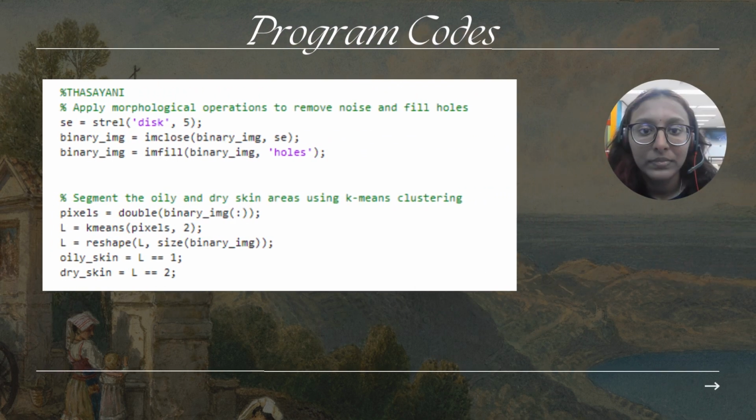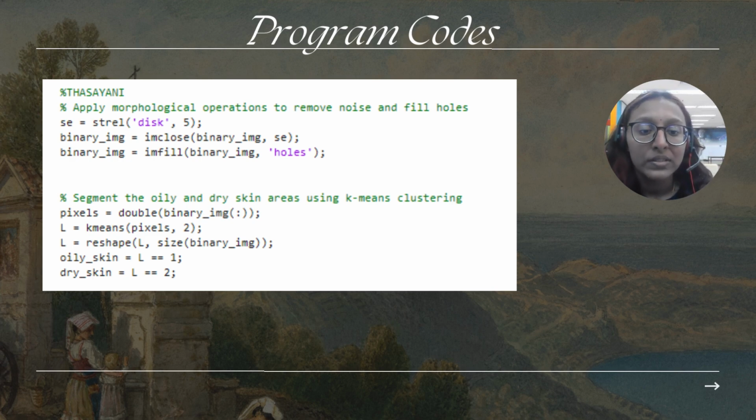I will be presenting the second part of the code. So here the morphological operations are applied to the binary image to remove noise and fill holes. This involves creating a circular structuring element with a radius of 5 pixels and using it to perform morphological closing, which helps in connecting disjointed parts of objects and eliminating small holes. After this, the imfill function is used to fill any remaining holes in the binary image.